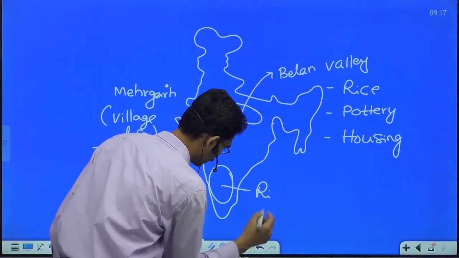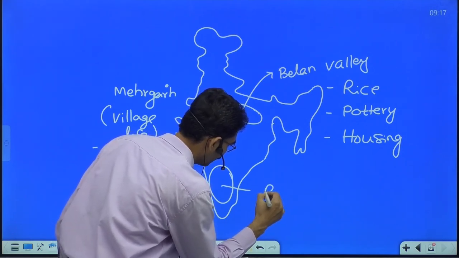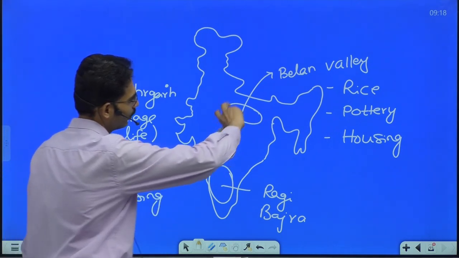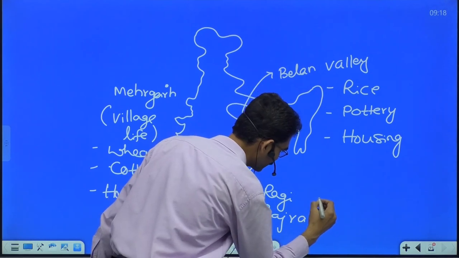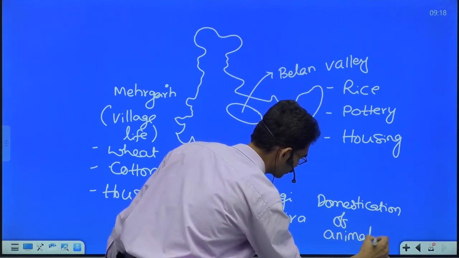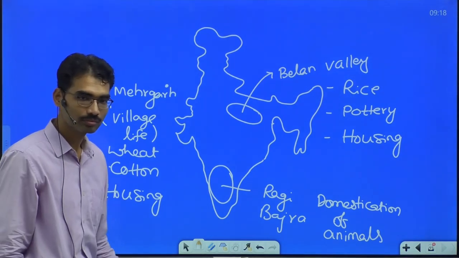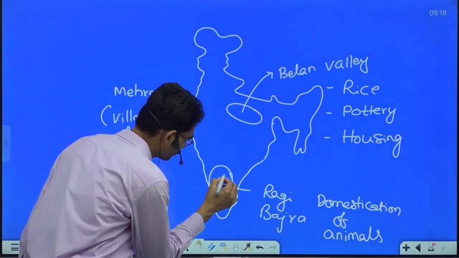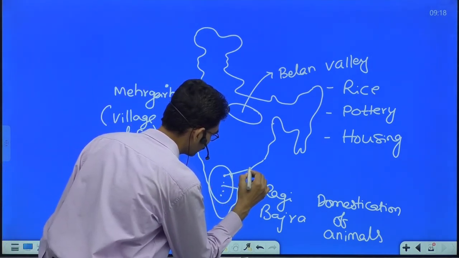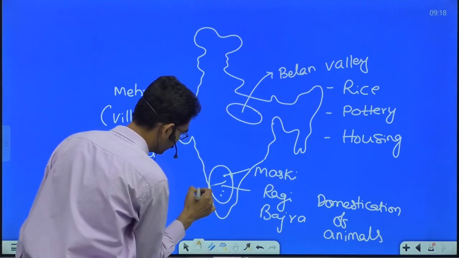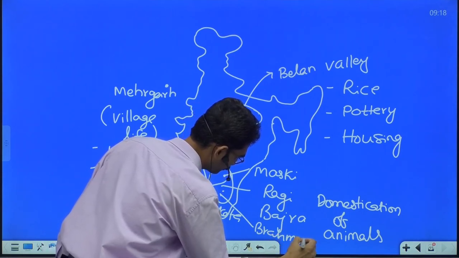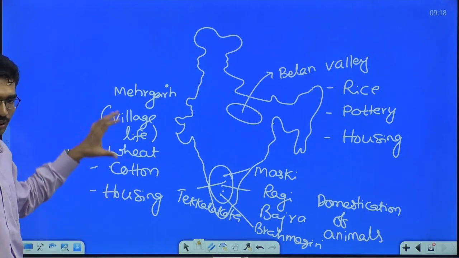But this is a rain shadow area, drought prone area. From this place, we learn how to cultivate ragi, bajra. And in all these places, this agriculture practice was supplemented by domestication of animals. Here many places are there. For example, we have Brahmagiri, Tekkalakota, Maski. These places we will go one by one because we have to deal in detail.